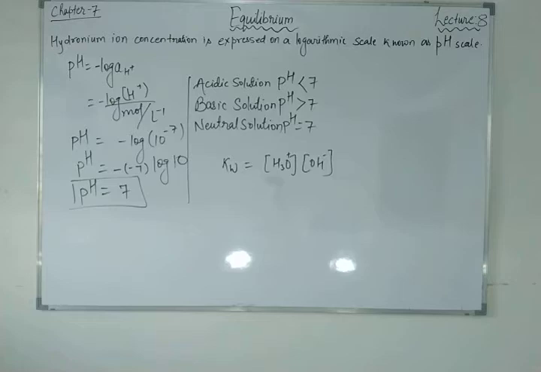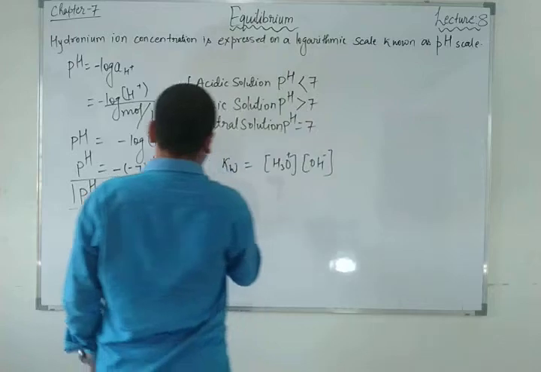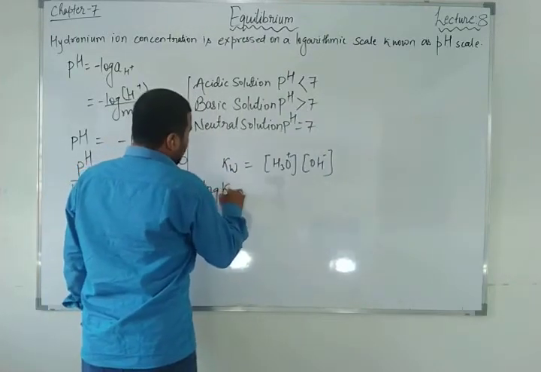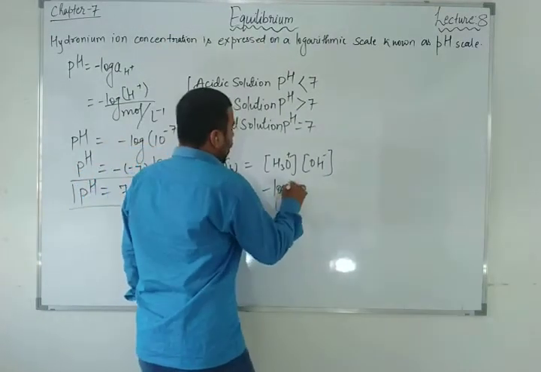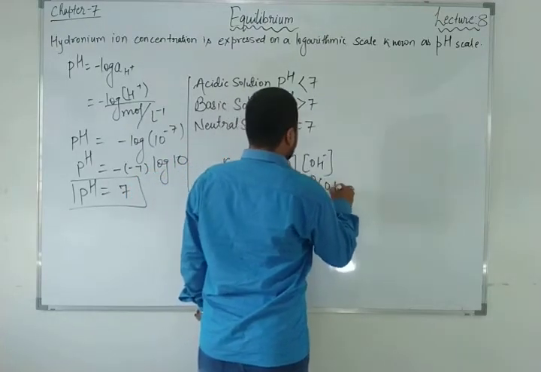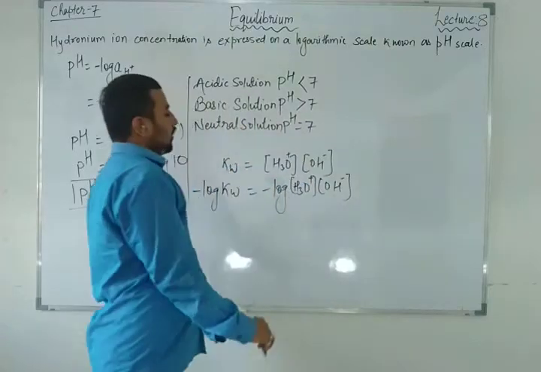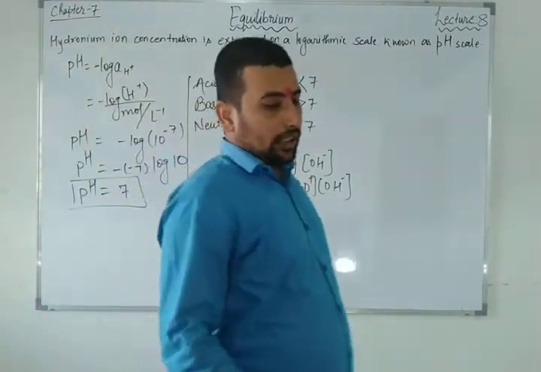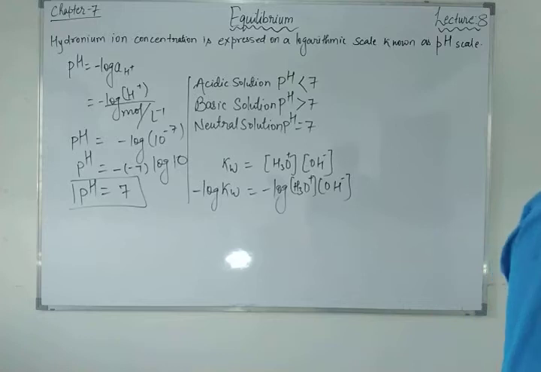First of all, you should know, since it is on both sides, there will be a negative. So if we take the negative, it will become minus log Kw is equal to minus log of H3O+ times OH-. Right? Log of A times B, log A plus log B, you know very well. And since it is a minus, what will be here? Minus log A and minus log B. Am I right? Yes or no?